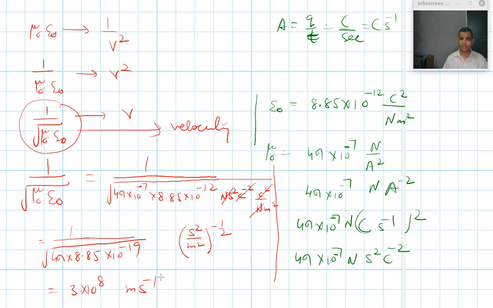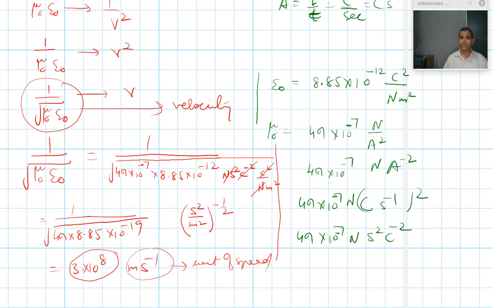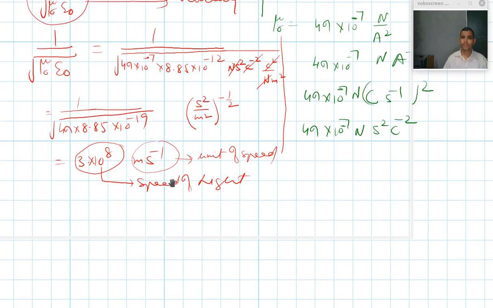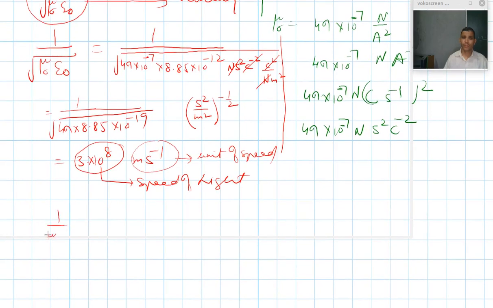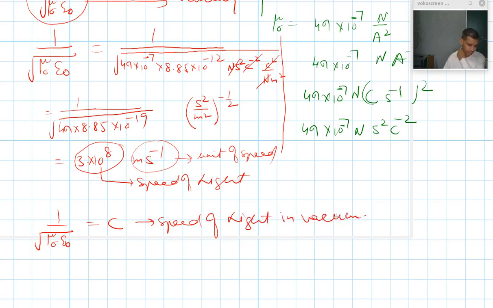So one thing we get is that it is the unit of speed, and this number which I am getting represents the speed of light. Thus this quantity 1 over mu naught epsilon naught whole under the root represents the speed of light, speed of light in vacuum, right? So this is all about it.